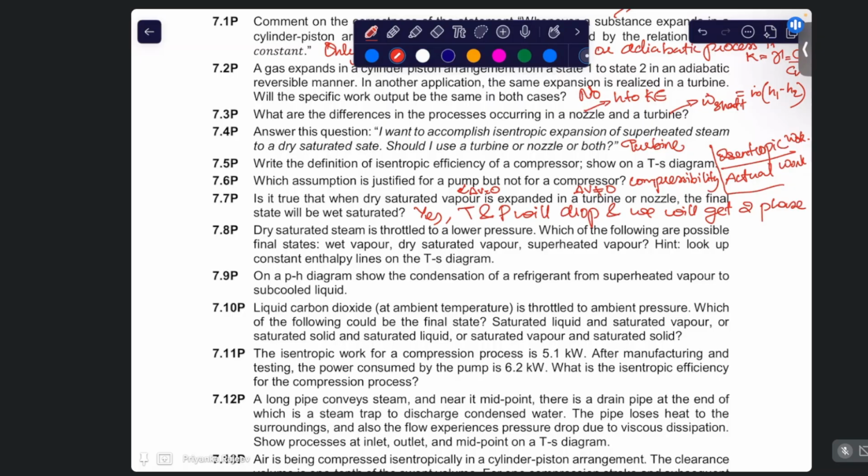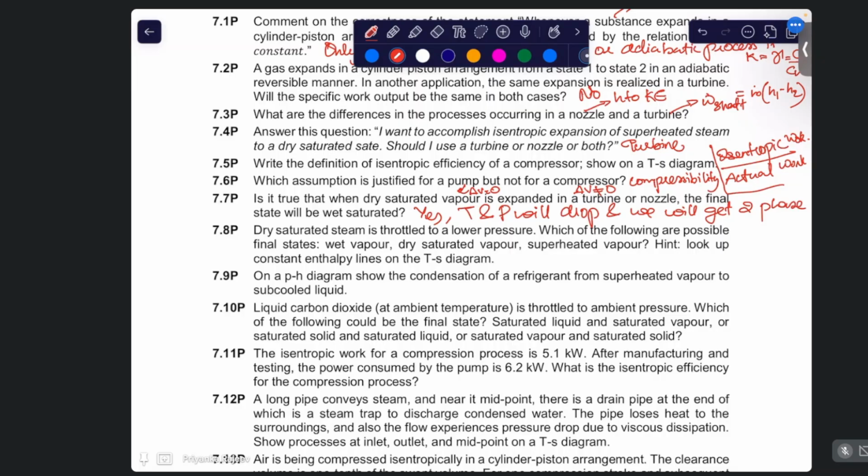Next is, dry saturated steam is throttled to a lower pressure. Which of the following are possible final states? One is wet vapor, second is dry saturated vapor, third is superheated vapor. We have the hint given, constant enthalpy line we have to see. So, if we are thinking about constant enthalpy, in a throttling device, what is happening? Throttling device, H1 equal to H2. That means enthalpy is going to remain constant.